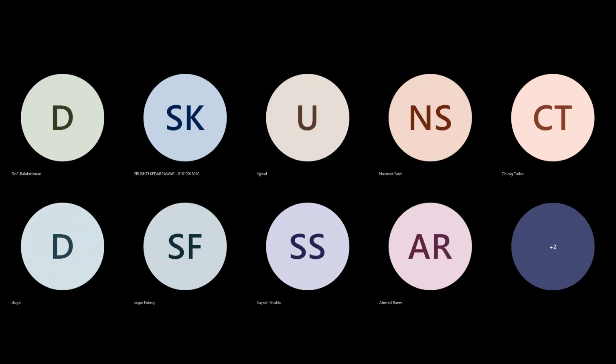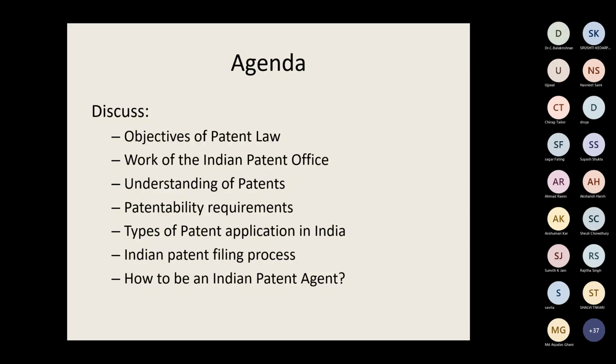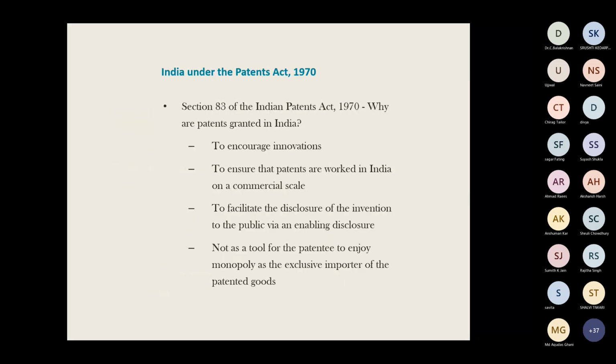to be an Indian patent agent. So, coming to the first topic, Manya, please, the next slide. Yeah. So, what is the objective of patent? I will mention the relevant sections from the patent law wherever it is required, and only few important sections. So, the first one we are going to deal with is Section 83 of the Indian Patents Act 1970.